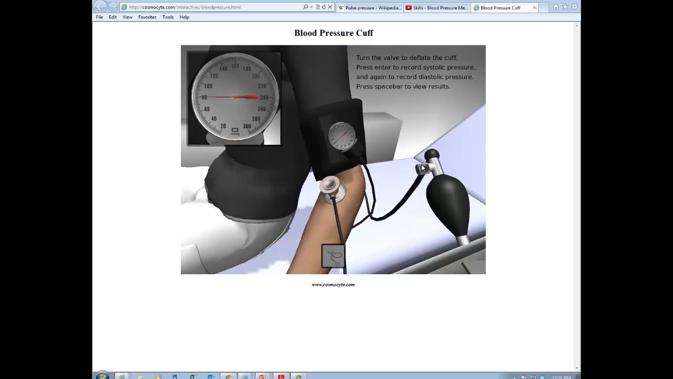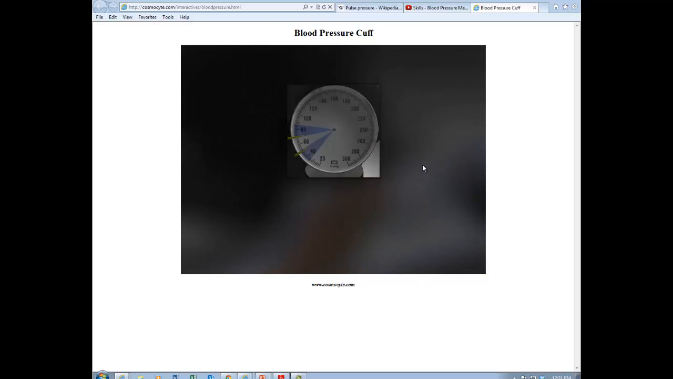I can hear that tapping sound. And then it disappeared. And now I'm going to hit my space bar to see the results. 70/50 was what I recorded, and the actual blood pressure was 78/43.